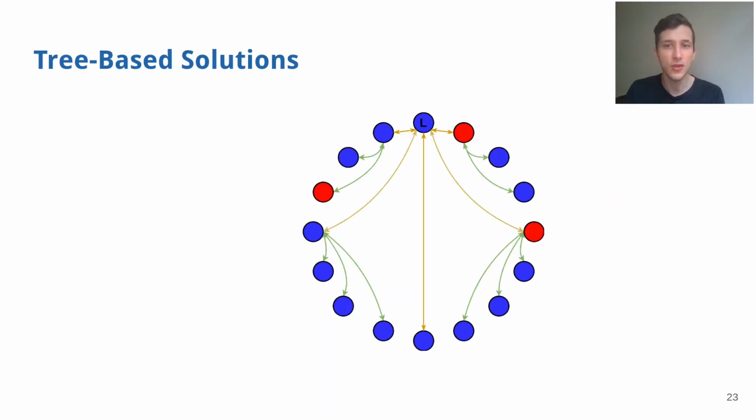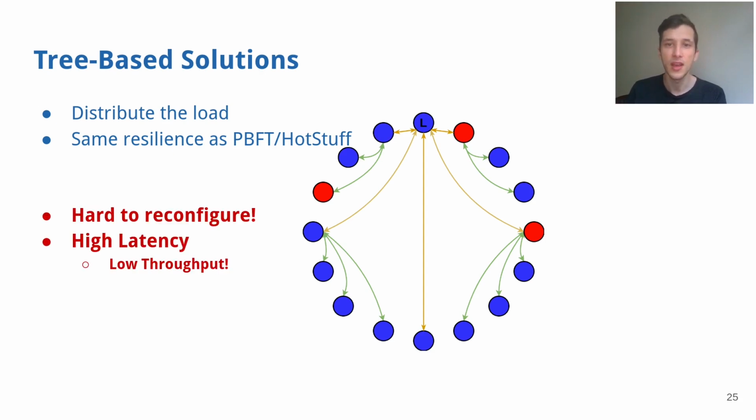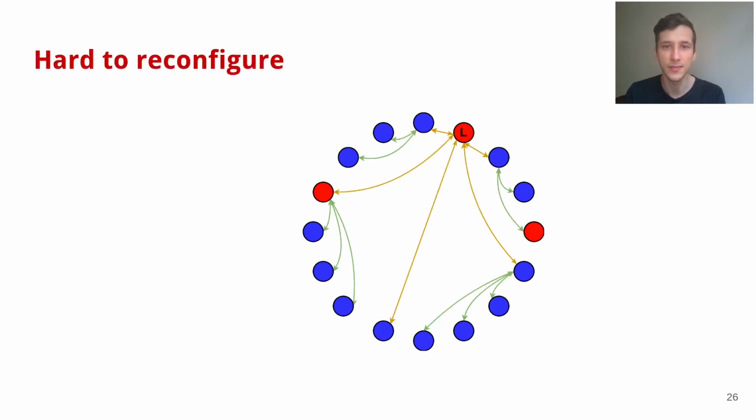A solution that solves all these problems are tree-based approaches, where votes are disseminated and aggregated through a tree. This way, the load is distributed equally among all the internal nodes while maintaining the same resilience as PBFT and HotStuff. However, trees are hard to reconfigure and have a much higher inherent latency than stars, even resulting in low throughput in a geo-distributed setting.